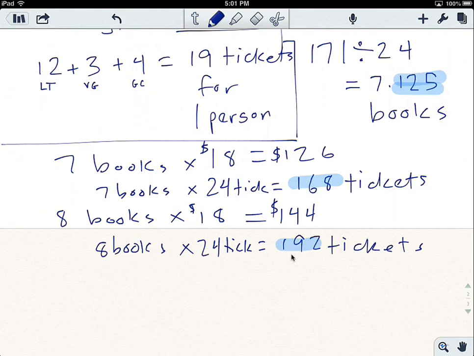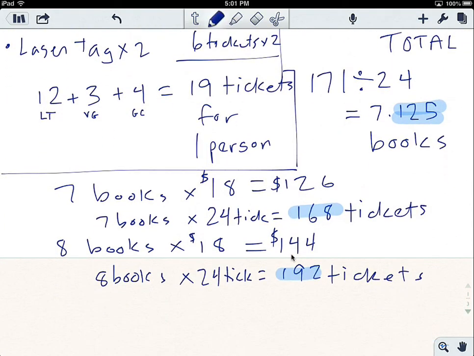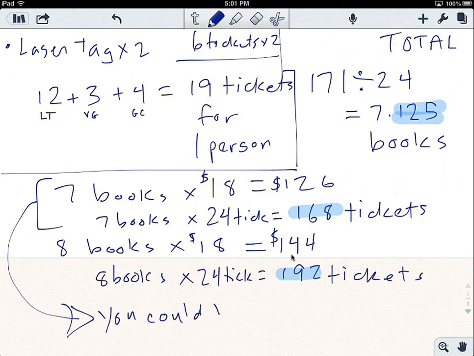But I think, Mr. Bosco, we go back to the problem. There's a way out. You're right, 168 was not enough tickets, but they do give us the option to buy individual tickets. There it is right there. So if we need 171, but we have 168, I think that's 3, is it not? Mm-hmm. So it seems to me if I bought 7 books, I get 168 tickets, and just added 3 individual tickets afterwards, I'd still be much cheaper than the 144 option for 192 tickets.